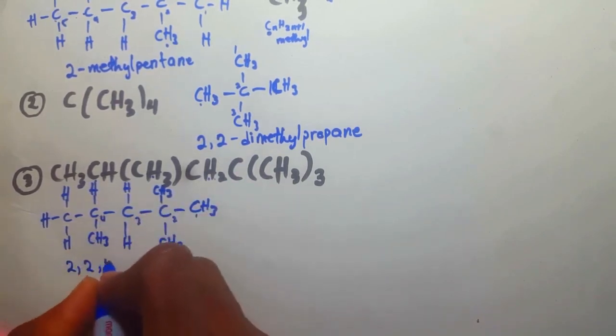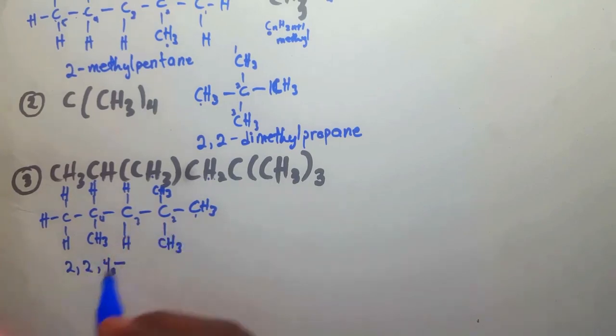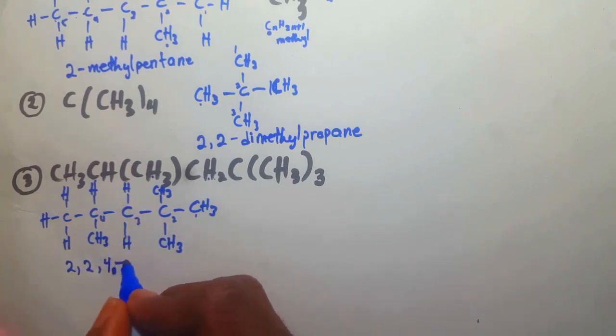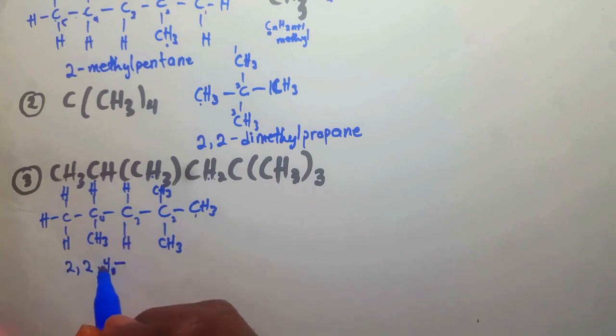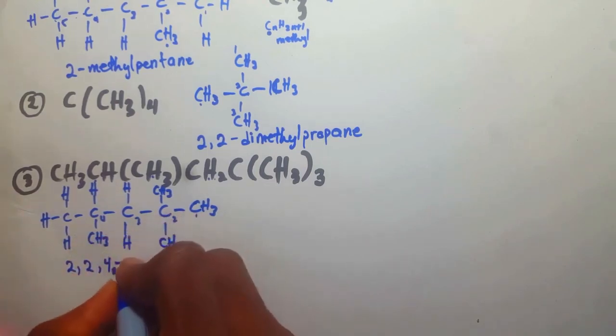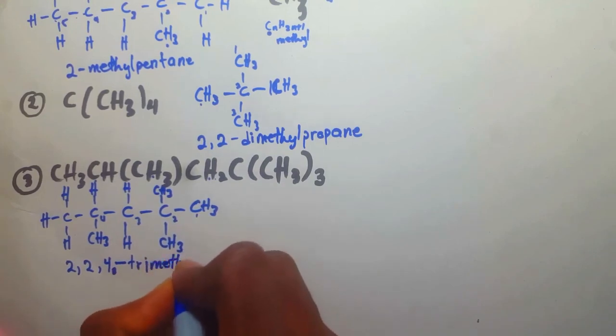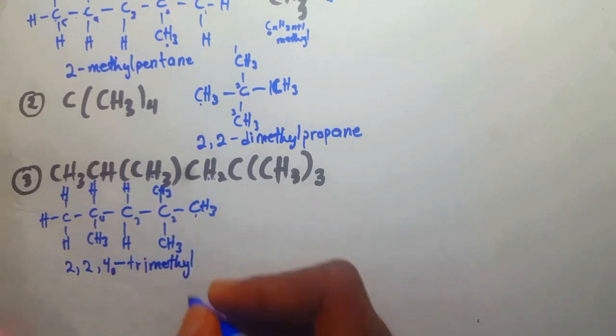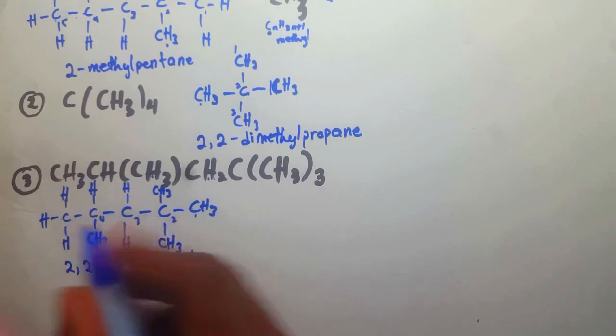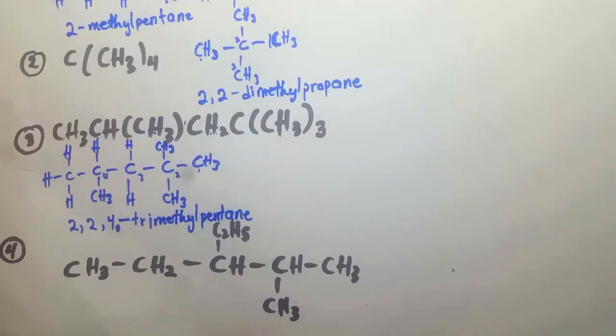So 2, 2, 4. Sorry, it's going to be a hyphen. Now take note that a hyphen always comes between a number and a letter. So since it's 3, it's going to be what? Can you guess it? It's going to be tri. 2 was di. So trimethyl. 2, 2, 4-trimethylpentane. 1, 2, 3, 4, 5. Pentane. So with this one, we have CH3 here, CH2.